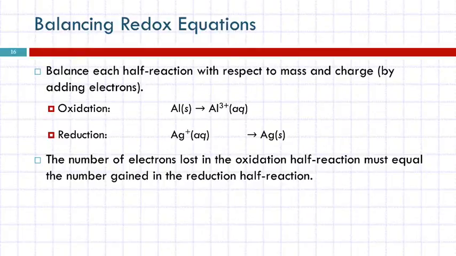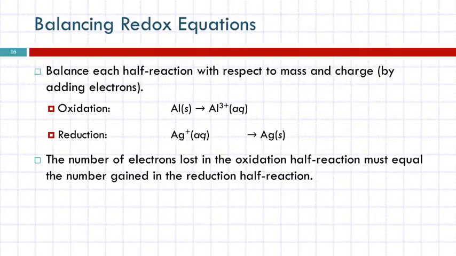Next, we're going to balance each of the half reactions first with respect to mass, making sure that we have the same number of atoms of each element. If we look at aluminum going to aluminum ions, we have 1 aluminum on each side, so that's already balanced with respect to mass. And silver ion going to silver, that's already balanced with respect to mass.